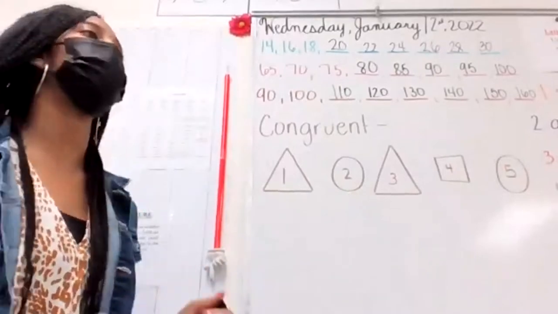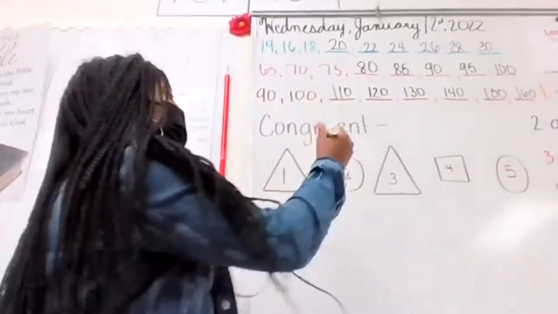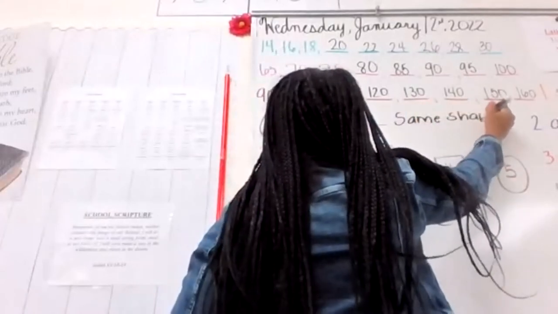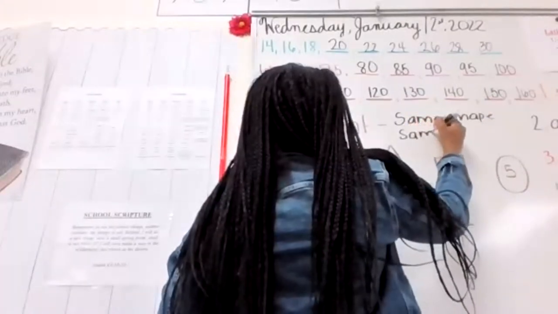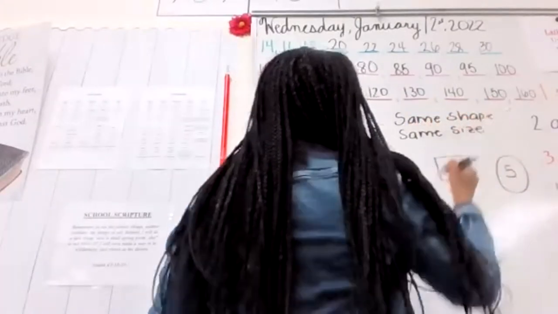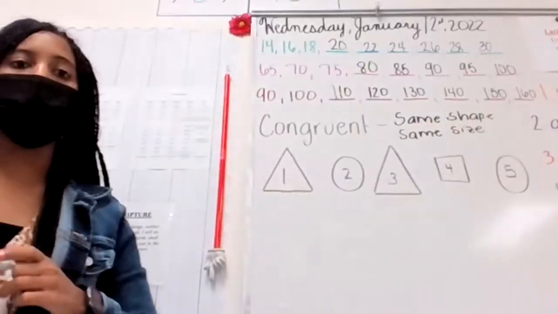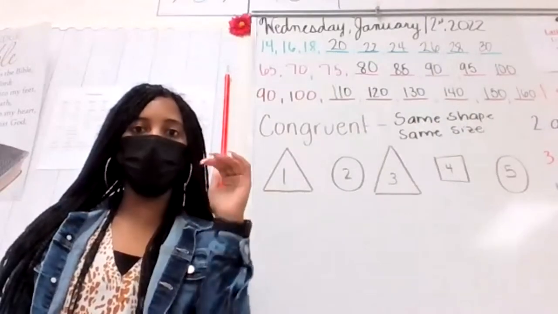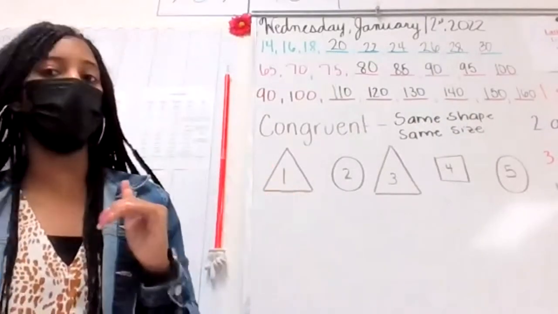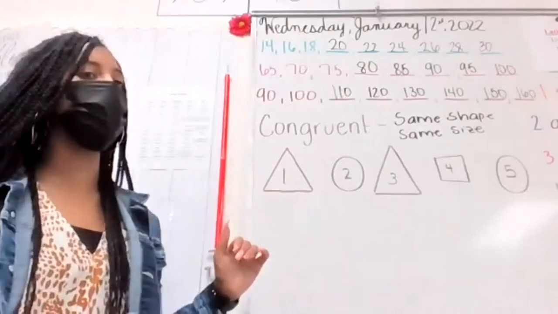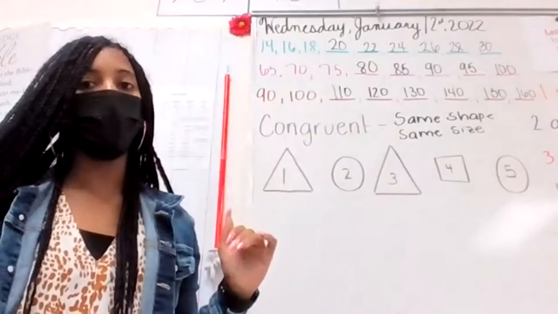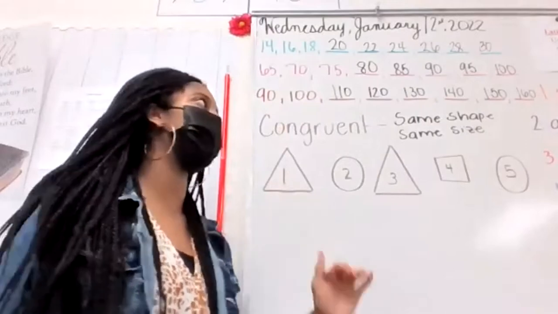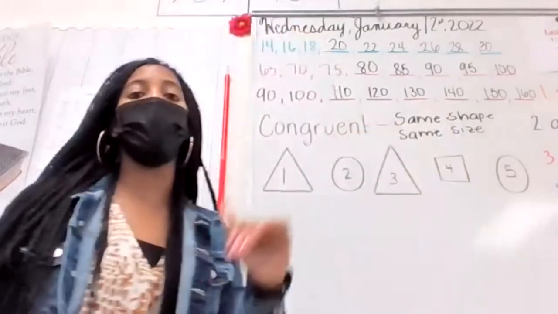So whenever I say that a shape is congruent, what I mean is that it's the same shape, number one, and it's the same size. Whenever you say that something is congruent, you're saying that it's the same shape and the same size. Congruent means same shape, same size.